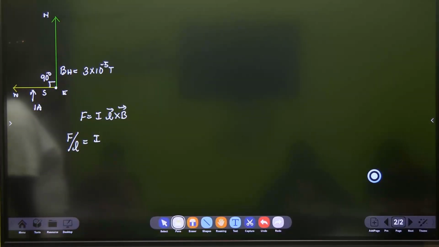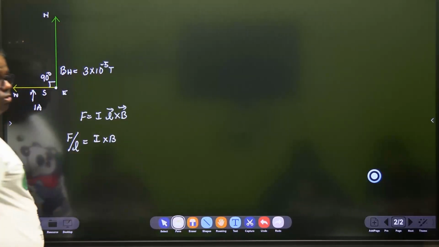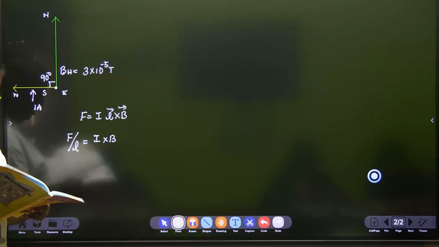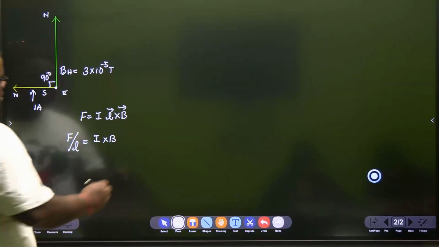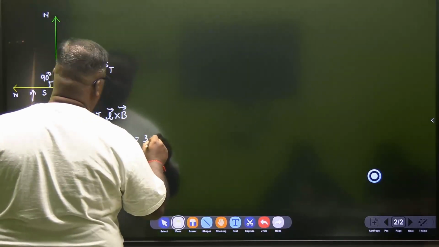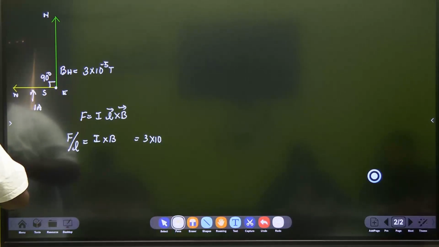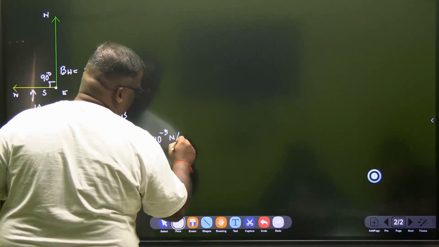Here L cross B means how much, beta? L cross B will be equal to sine of 90 degrees, which is equal to 1, right? So I straight away multiplied by B, force per unit length. Clear? I into B. So the answer comes 3 into 10 to the power. How much is the current? The current is 1 ampere and this is 10 to the power minus 5. So this is 3 into 10 to the power minus 5. It will be Newton per meter.